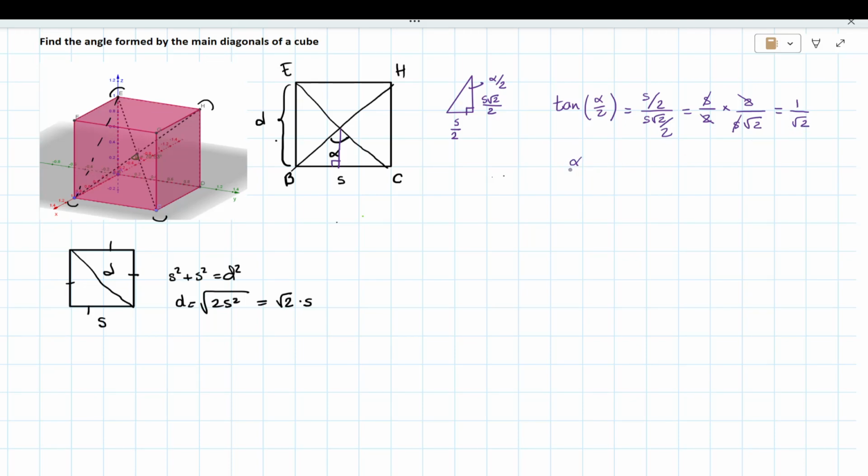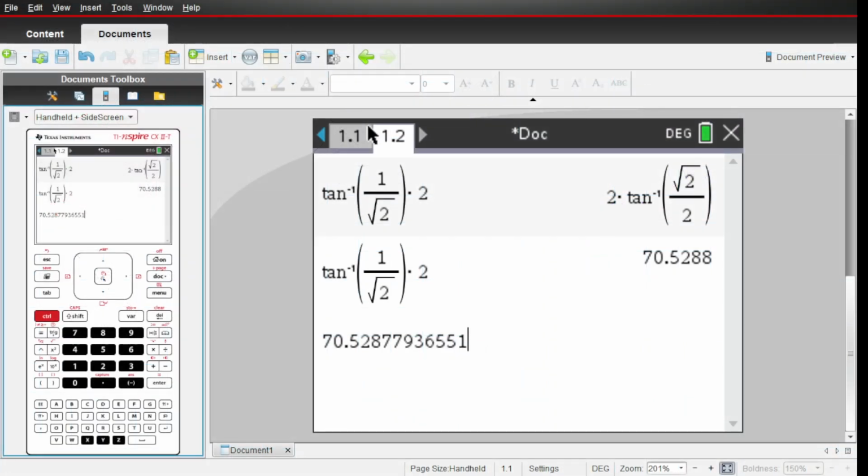So with help of the calculator, we could find half of the angle alpha as the inverse tangent of 1 over square root of 2. And then the angle we're trying to find is going to be 2 times this, so 2 times the inverse tangent of 1 divided by square root of 2. Let's see what our calculator says about this. Here, yes, that is 70.5 degrees to 3 significant figures. So we found the angle we wanted to find.